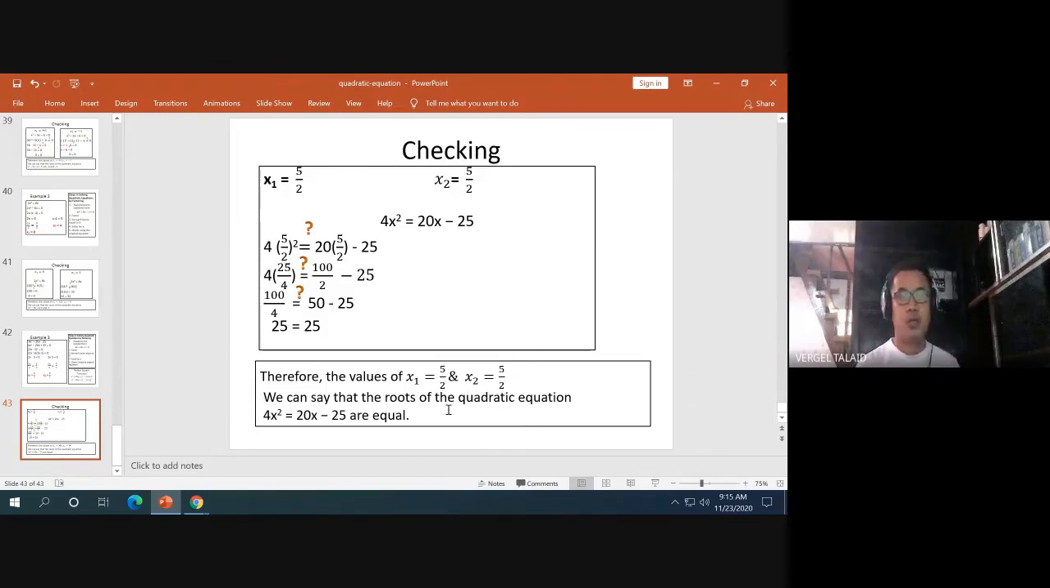So I hope you learned something today about solving quadratic equations by factoring. Take note, this can only be applied if the given expression or the given equation is factorable. If it is not, then do not use factoring.